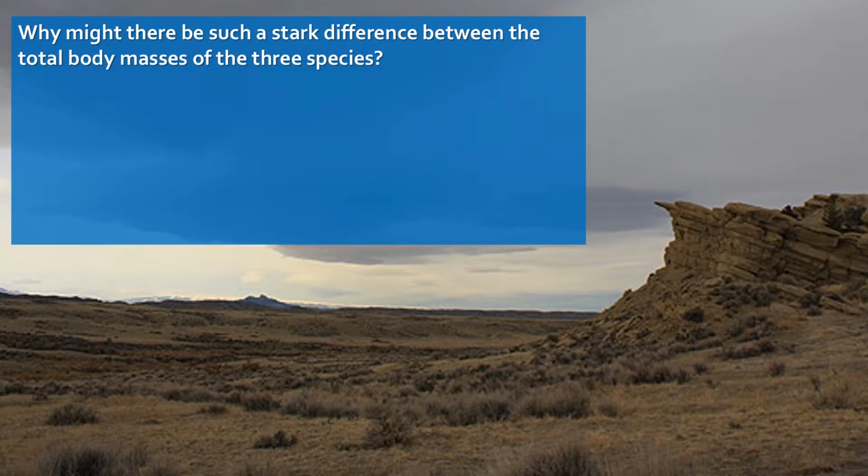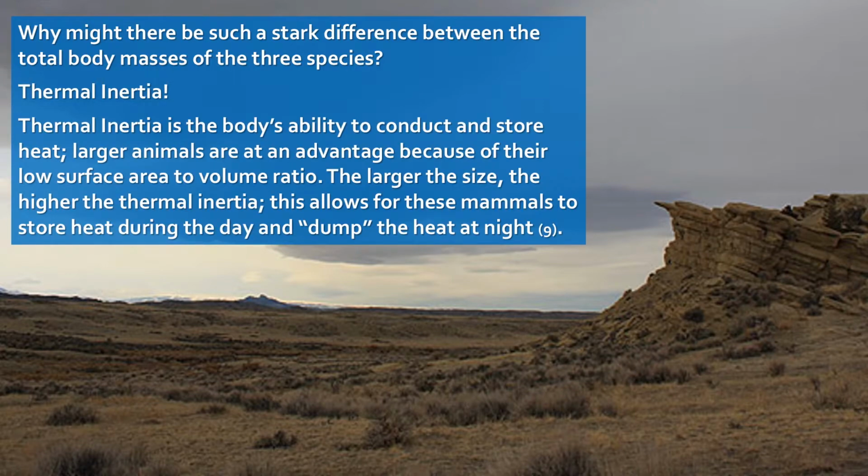Why might there be such a stark difference between the total body masses of the 3 species? Thermal inertia. Thermal inertia is the body's ability to conduct and store heat. Larger animals are at an advantage because of their low surface area to volume ratio. The larger the size, the higher the thermal inertia. This allows for these mammals to store heat during the day and dump the heat at night.